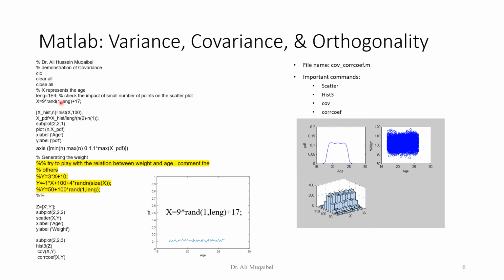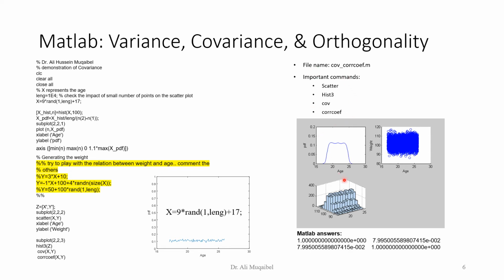To understand this MATLAB code, you might be exposed to new commands, including scatter, histogram, or hist3 that will generate a three-dimensional histogram. And then we have also a command to calculate the covariance and the correlation coefficient. We have ready commands in MATLAB that allow you to practice finding the covariance and finding the correlation coefficient.